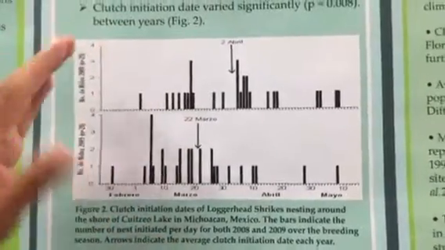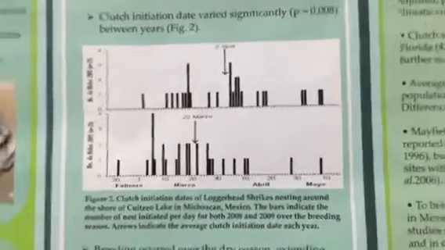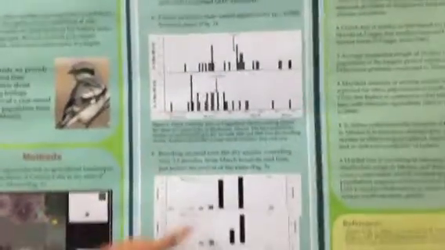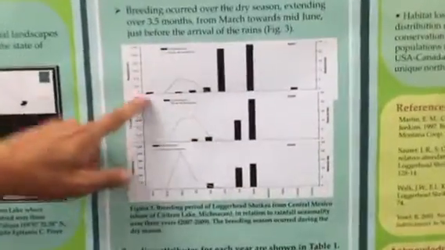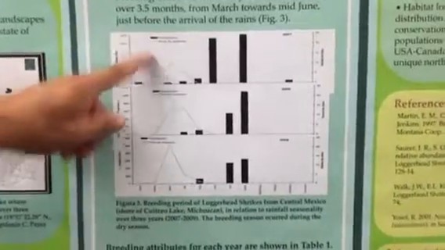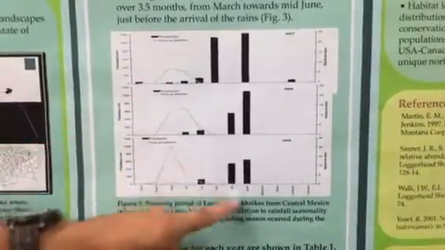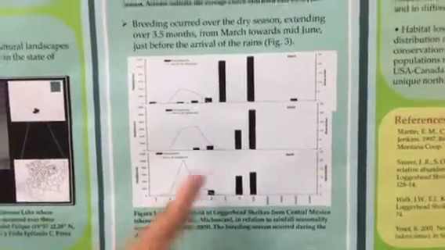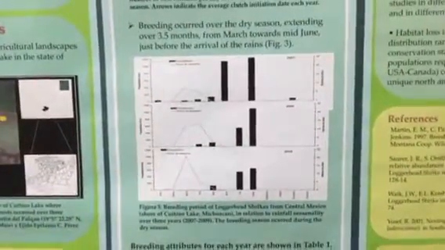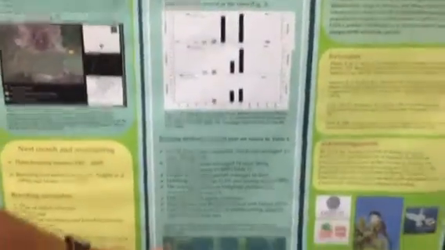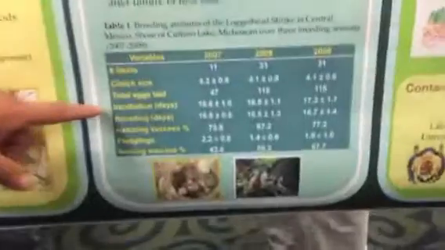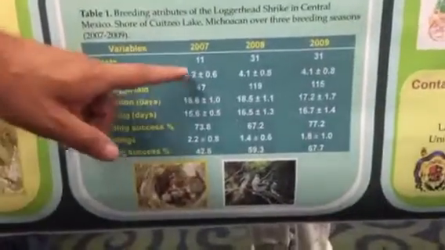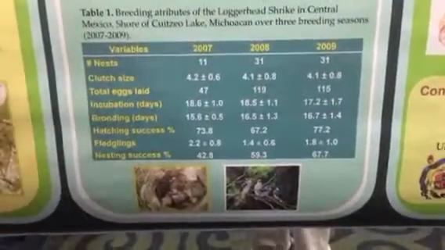So we believe there is an effect of a rain season, which is demonstrated here with the gray lines. You can see the peaks in the breeding season versus the rain accumulation over the year, and you can see they are starting way before the rain season. So there are some other features here, but you can see in this table down here all the breeding attributes of the loggerhead shrike from Mexico.